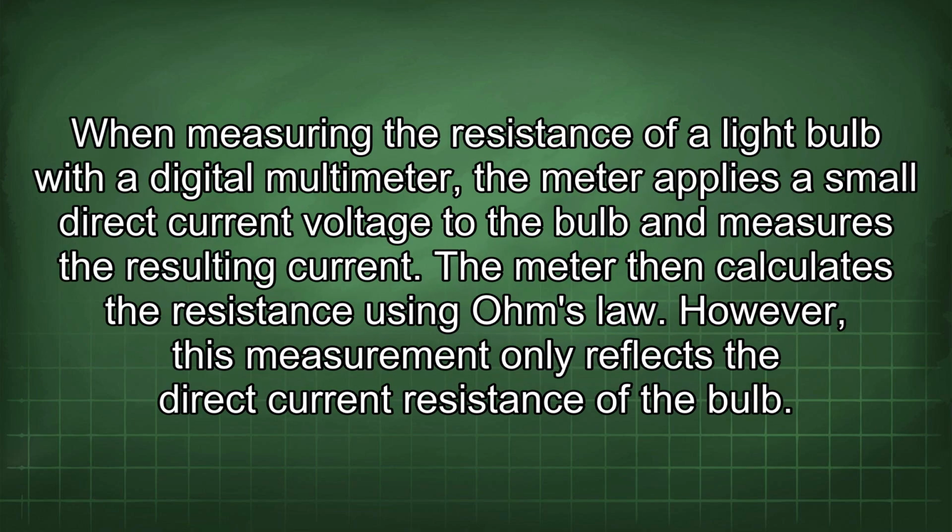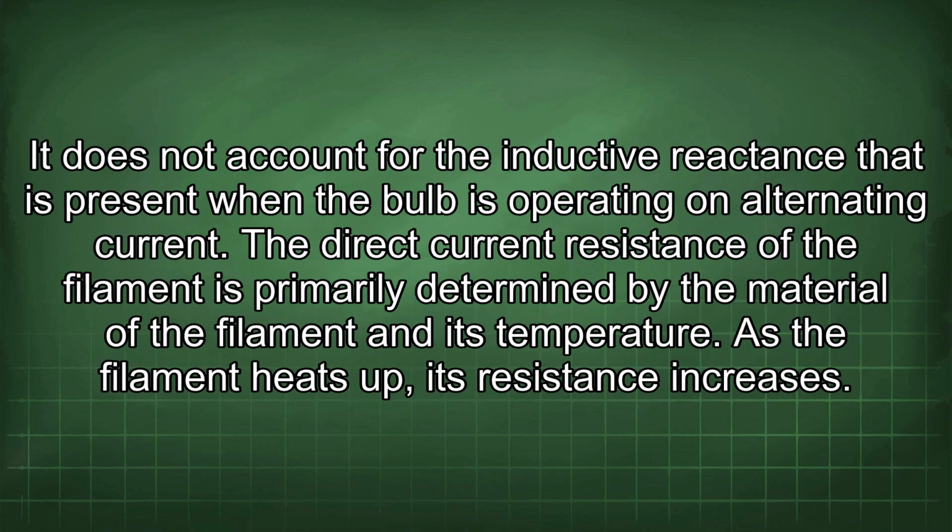When measuring the resistance of a light bulb with a digital multimeter, the meter applies a small direct current voltage to the bulb and measures the resulting current. The meter then calculates the resistance using Ohm's law. However, this measurement only reflects the direct current resistance of the bulb. It does not account for the inductive reactance that is present when the bulb is operating on alternating current.